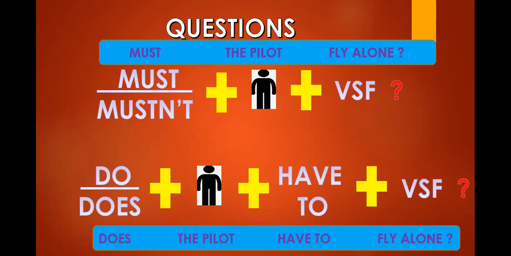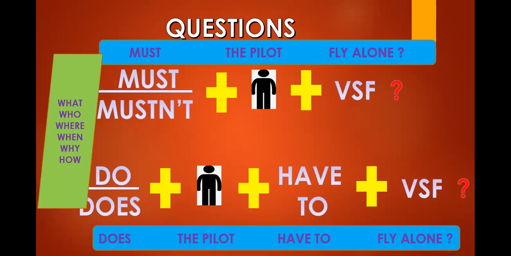It's basically the same thing. Must and have to are both talking about an obligation. They're basically synonyms. Okay, now when we want to make a WH question word an open question, we simply add one of the WH question words before these structures.